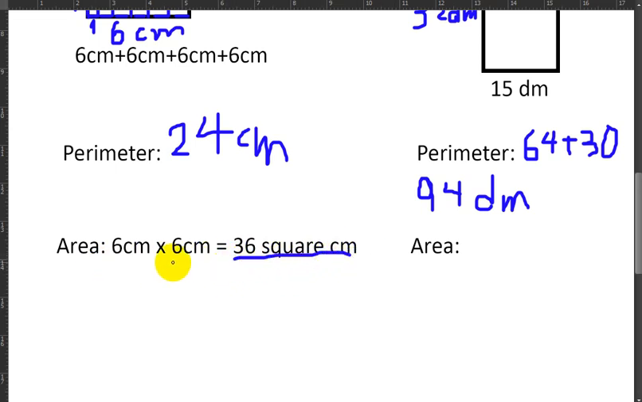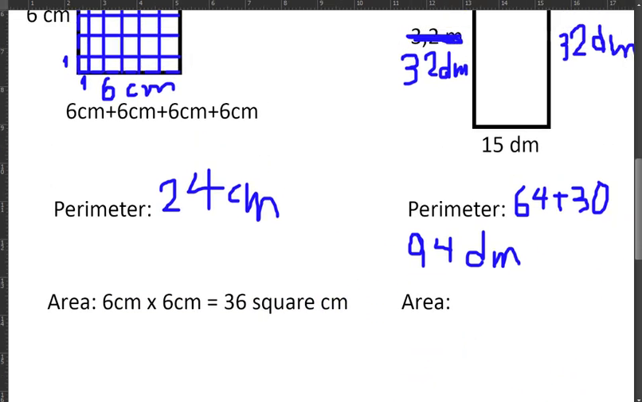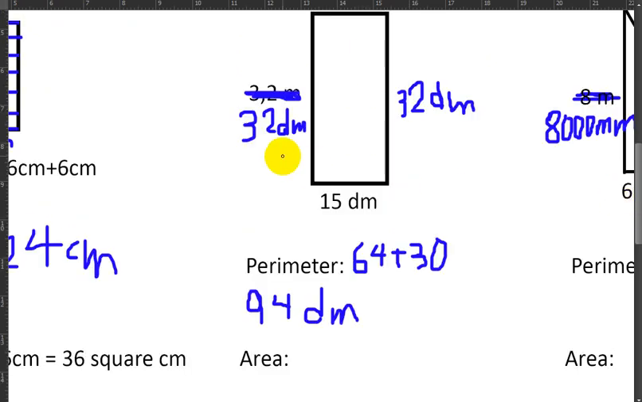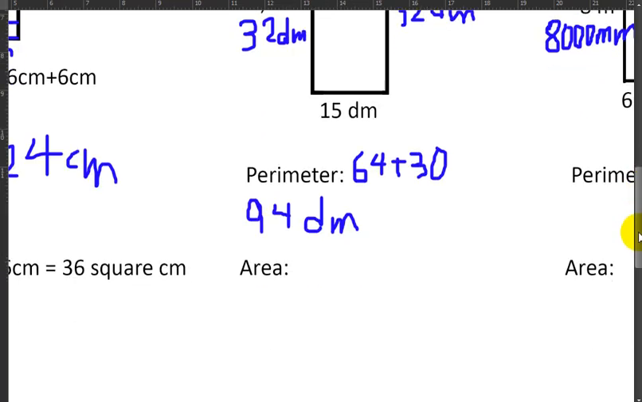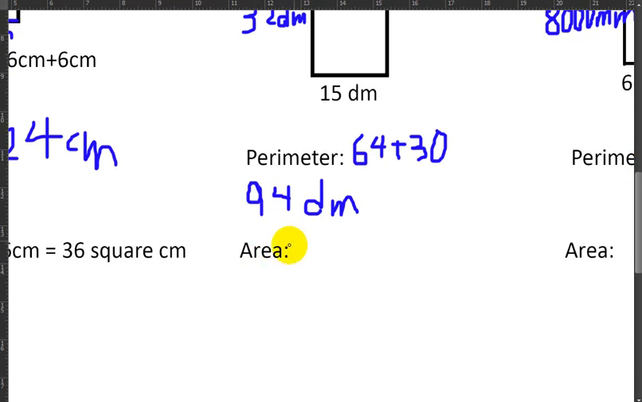If I was multiplying meters, so 6 meters times 6 meters, I'd say that I'd have 36 square meters. If I was multiplying decimeters, so 6 decimeters times 6 decimeters, I'd say that I get 36 square decimeters. Let's see an example of that. To find the area of this rectangle, I'm going to have to do 32 decimeters times 15 decimeters. So 32, let's write that down. 32 decimeters times 15 decimeters.